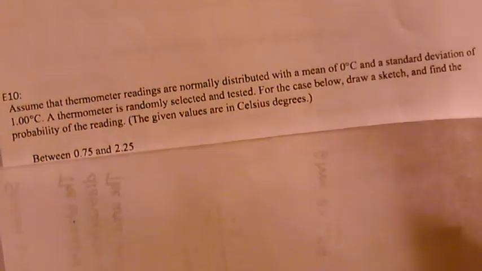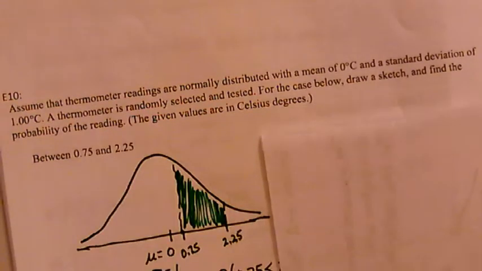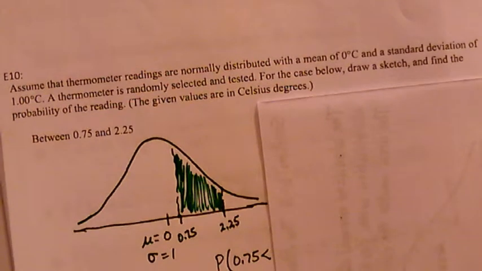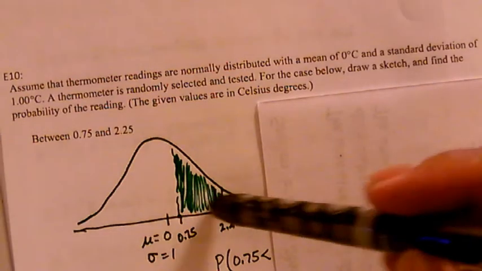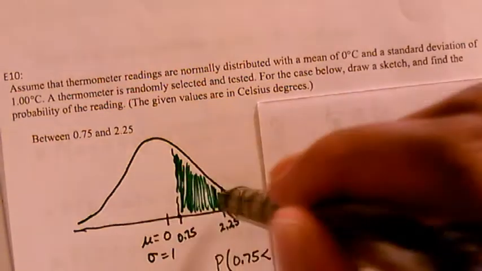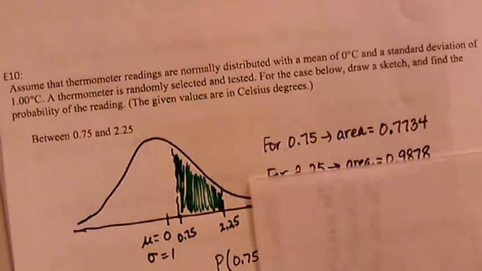So here's what the sketch looks like. The mean is 0 and the standard deviation is 1. So in this case, 0.75 is to the right of 0 and 2.25 is to the right of 0. So we shade in between 0.75 and 2.25. That's that green shaded area we're going to find. Now, we need the area to the left of 0.75 and the area to the left of 2.25.